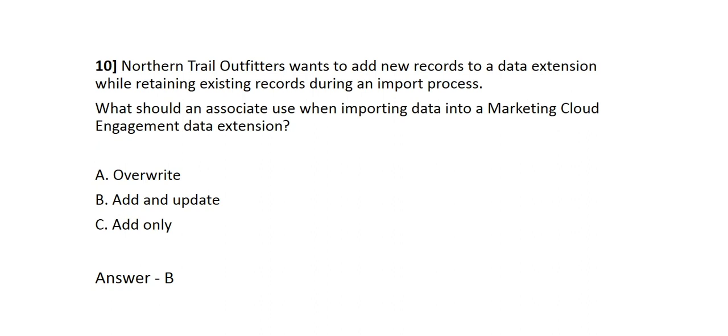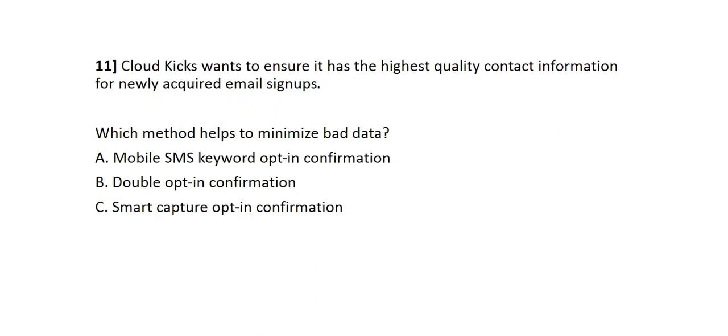Next question. 11. CloudKicks wants to ensure it has the highest quality contact information for newly acquired email signups. Which method helps to minimize bad data? A. Mobile SMS keyword opt-in confirmation. B. Double opt-in confirmation. C. Smart capture opt-in confirmation. Answer: B.